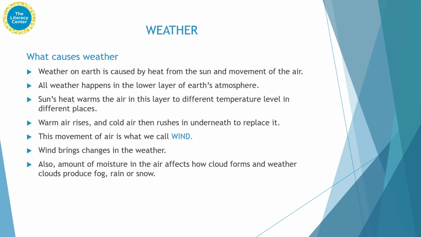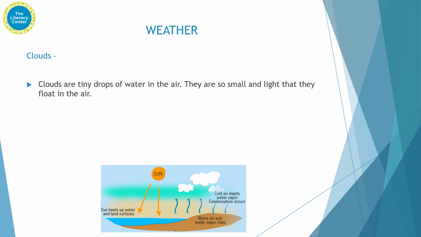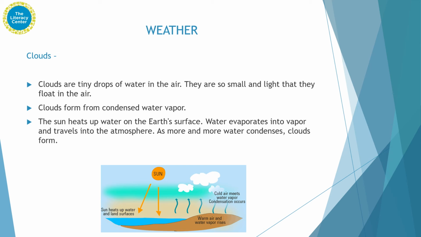Also, the amount of moisture in the air affects how clouds form and whether clouds produce fog or rain. And what are clouds? Clouds are tiny drops of water in the air. They are so small and light that they float in the air. Clouds form from condensed water vapor. If you look at this picture, you can understand how the clouds form. The sun heats up water on the Earth's surface. This water evaporates into a vapor and travels into the atmosphere. As more and more water condenses, clouds form.